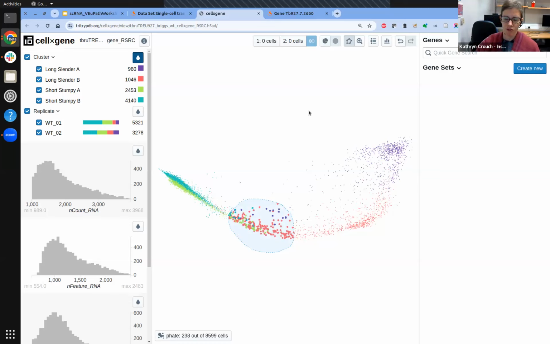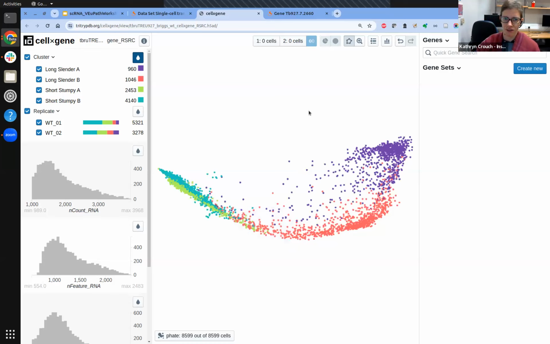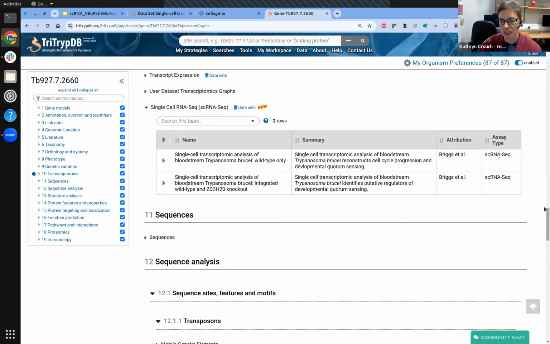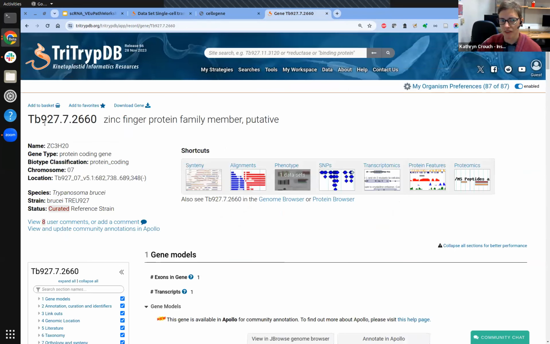So the group found 6 genes, and they thought that they found one of them that they thought was particularly interesting. And I've already got the gene page up for this. I looked at this in the paper earlier. And this is a gene, let me go to the top of the page. This is a zinc finger protein family member gene.